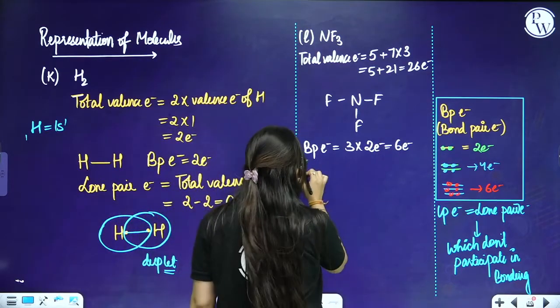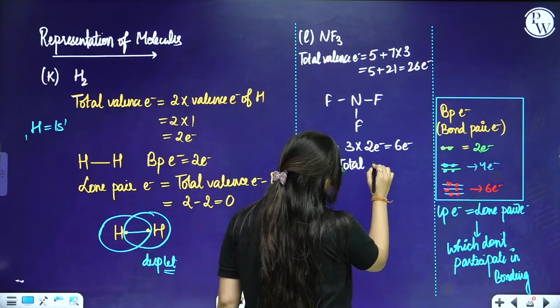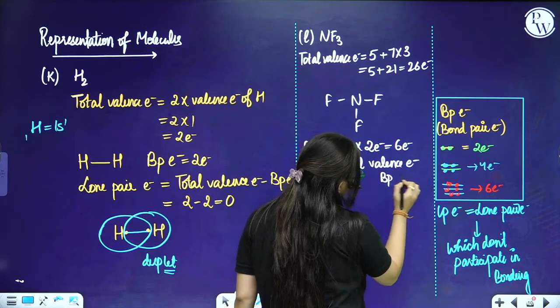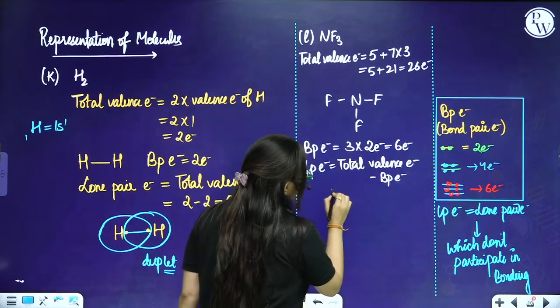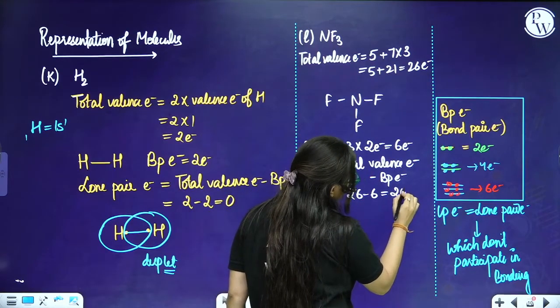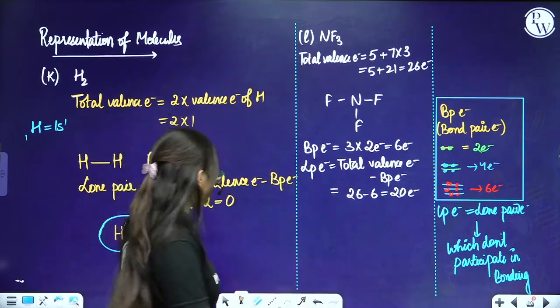Now calculate lone pair electrons. Lone pair electrons equal total valence electrons minus bond pair electrons. Total valence electrons is 26 minus the bond pair electrons, 6. This comes out to be 20 electrons. How many lone pair electrons? 20. Now let us represent it.